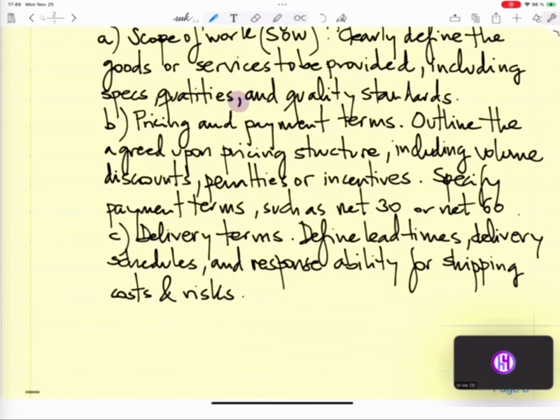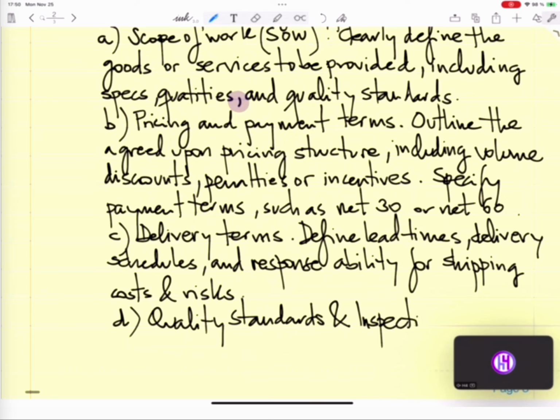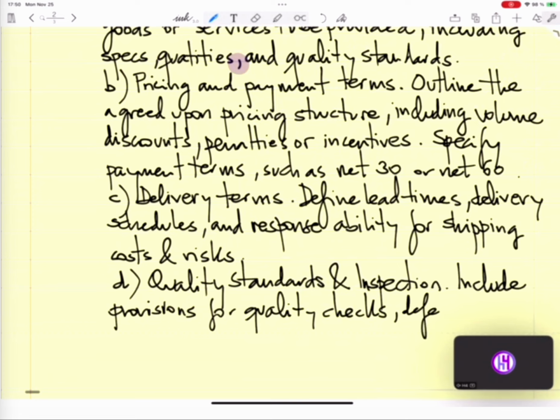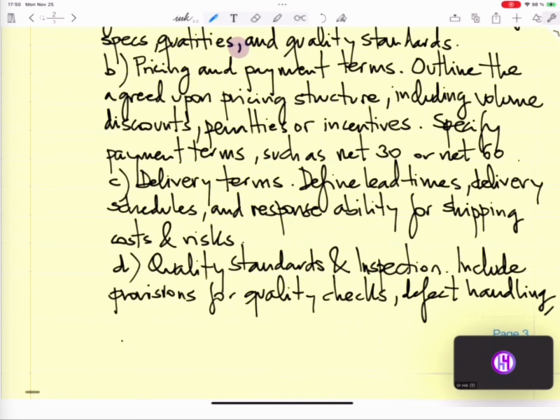D, quality standards and inspection. Include provisions for quality checks, defect handling, and returns. Okay.